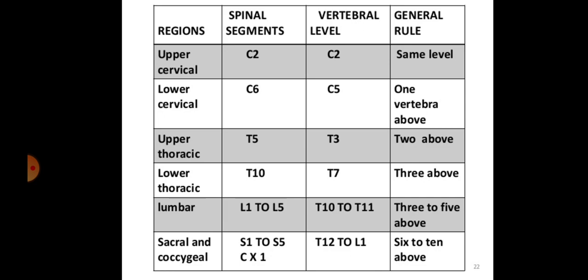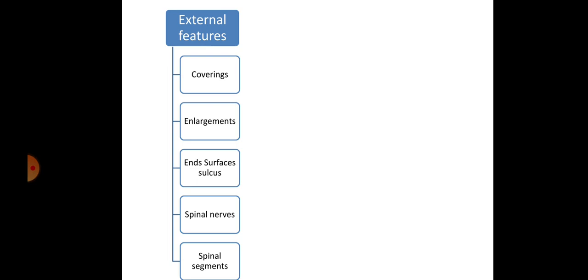This is very important in spinal cord injury. For example, if the vertebral column is injured at the level of L1 or L2, then these segments are going to be damaged. To understand the relation between injury to the vertebral column and the spinal segments, this is a very important chart. You should remember: upper cervical same, lower cervical add 1, upper thoracic add 2, lower thoracic add 3, and lumbar and sacral add 3 to 5 or 6 to 10. So once again I am going to summarize all the explanation here.